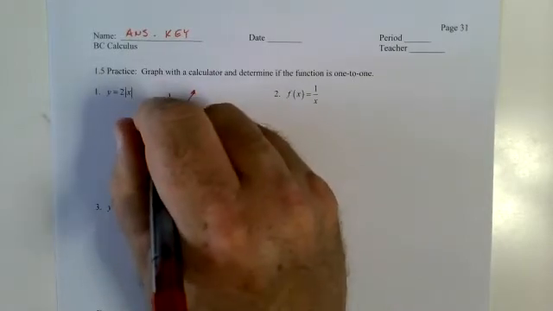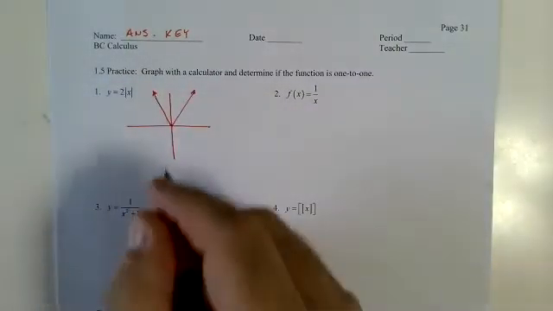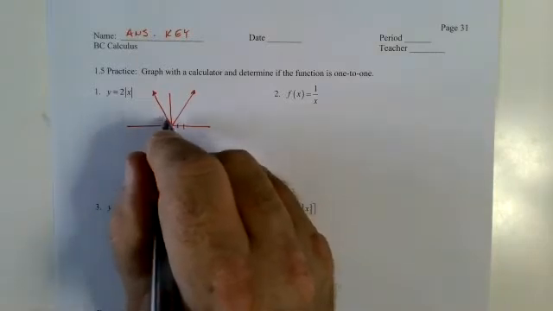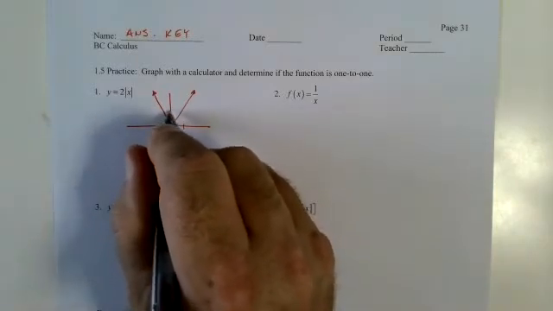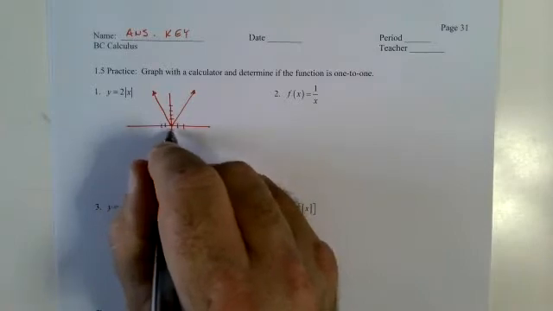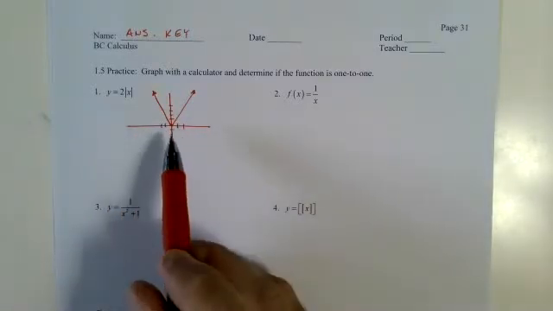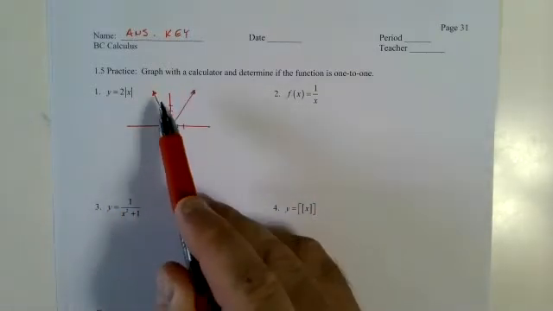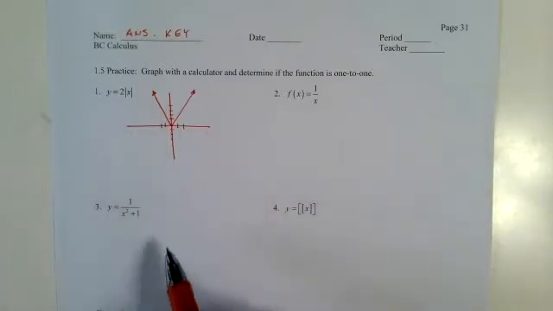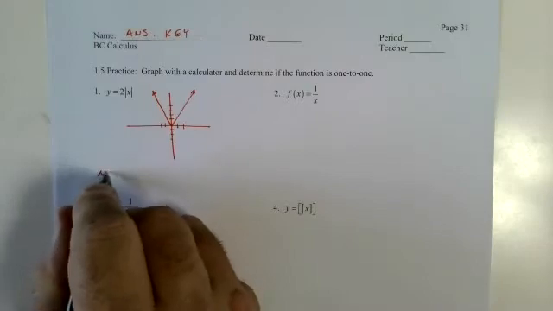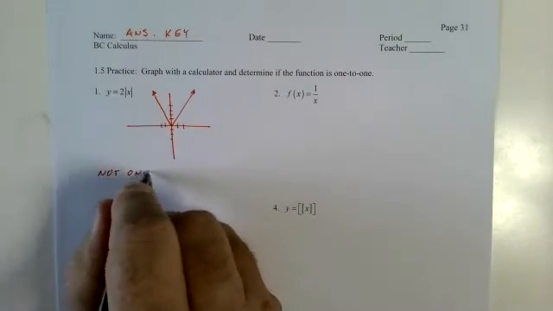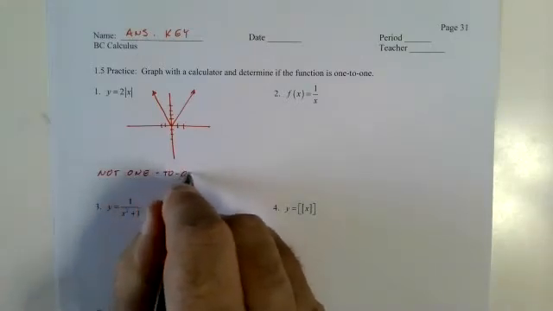This is y equals 2 absolute value of x. Goes up pretty steeply, so if this is 1, 2, the slope of this line is 2, the slope of this line I believe is -2, something like that. And it's not 1-to-1 because it does not pass the horizontal line test.